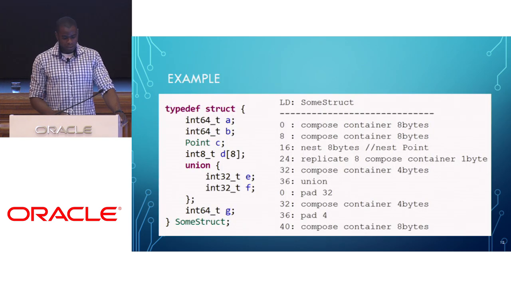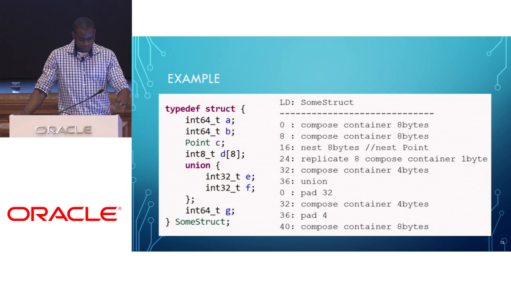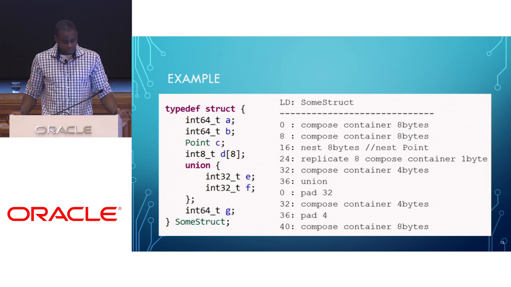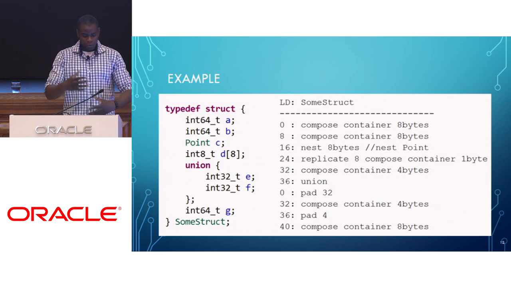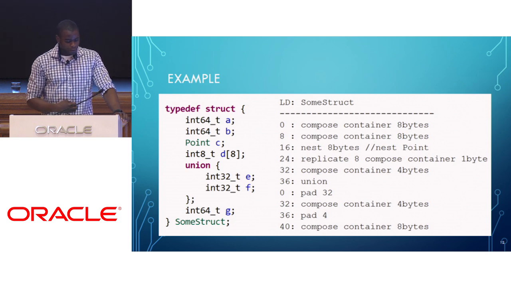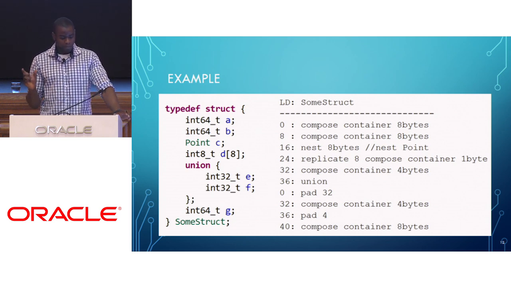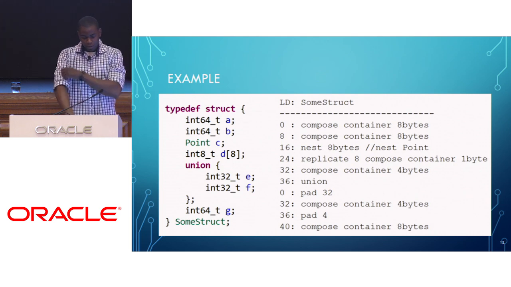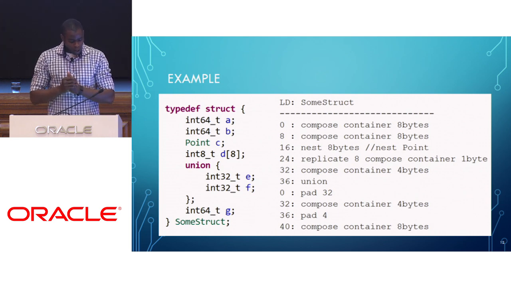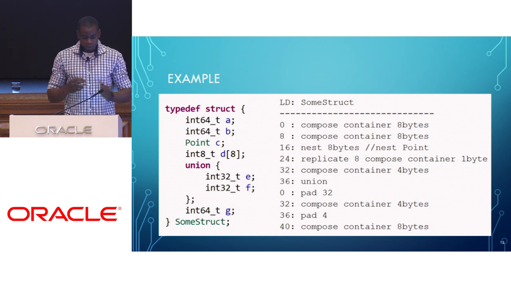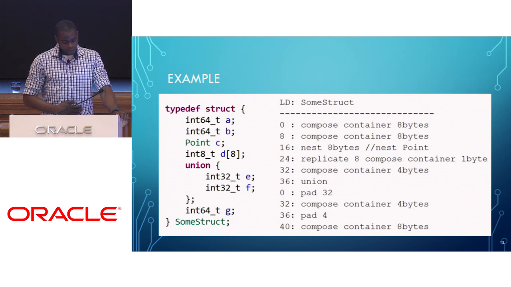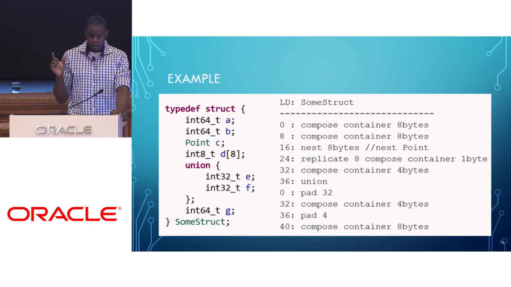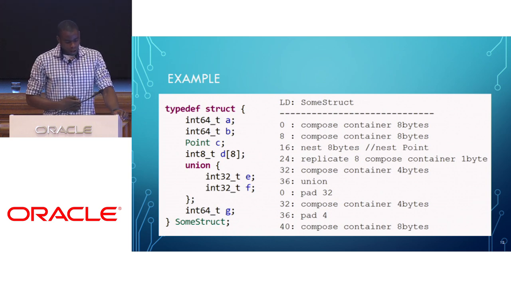So here's an example of a fairly complex struct. This is how you would use the operators to create these types. The first two fields, A and B, are just basic compositions to each other. And then the third field is a nest, so you would nest that. The fourth field is an array. So you have an array of 8 bytes, so you replicate composition of a byte 8 times.